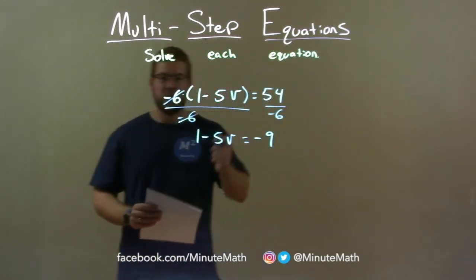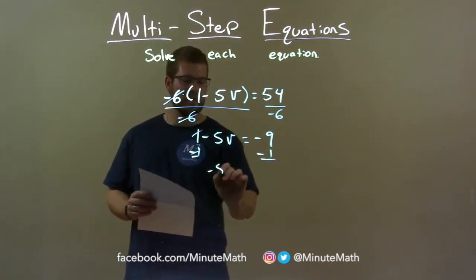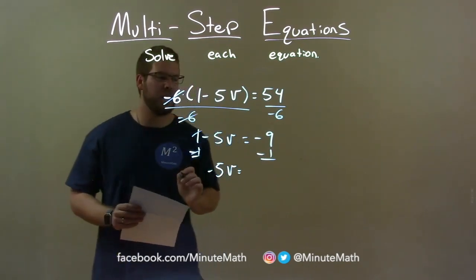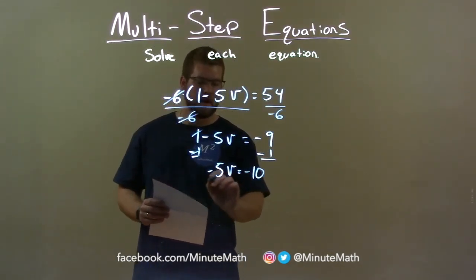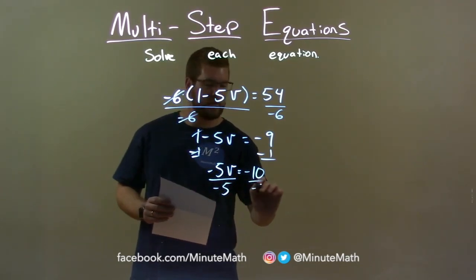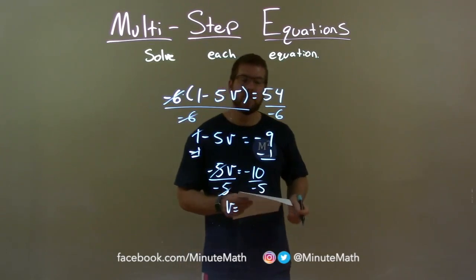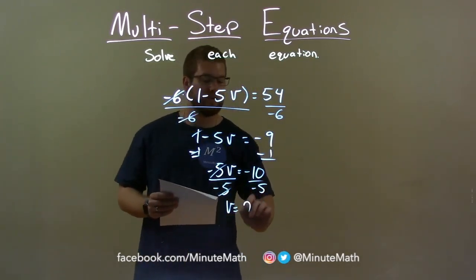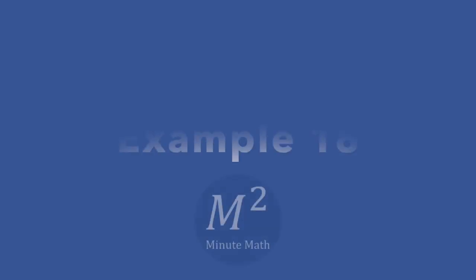In my journey to get v by itself, I should subtract a 1 to both sides, giving me negative 5v by itself on the left, and negative 9 minus 1 is a negative 10. Divide both sides by negative 5, and we're left with v completely now by itself, and negative 10 divided by negative 5 is a positive 2. Final answer, v equals a positive 2.